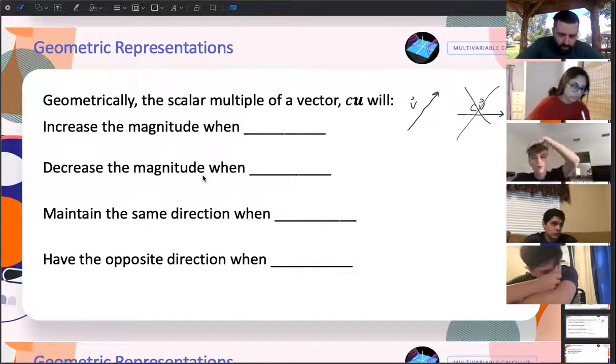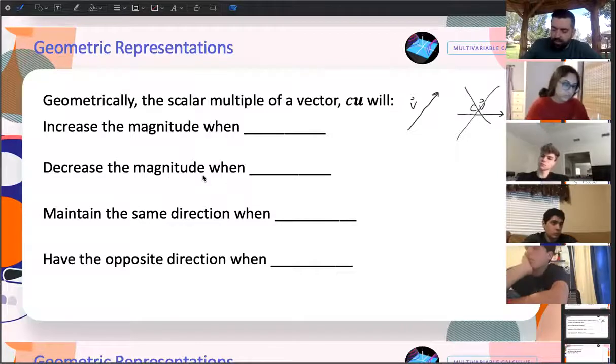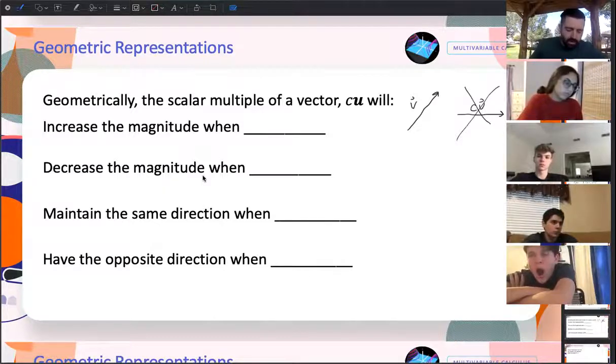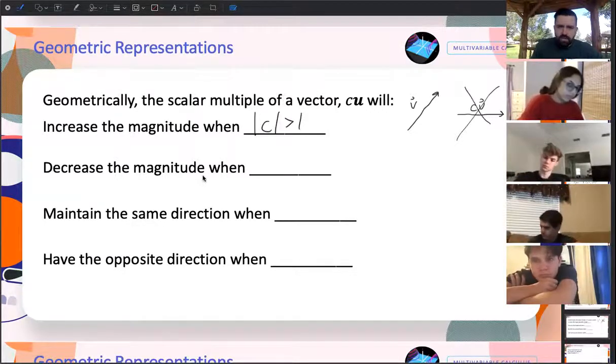So the magnitude will increase. If you think about it, it's not just when c is greater than 1, which is what a lot of people first think. That'll increase the magnitude. If c is 5, it'll be 5 times as long. If c is 7.3, it'll be 7.3 times as long. But also, if it's less than -1, the magnitude will increase as well. If you have a -5, that's going to make it 5 times as long. It'll just be going a different direction. So it'll increase when the absolute value of c is greater than 1. It'll decrease when you have things like fractions and decimals between 1 and -1.